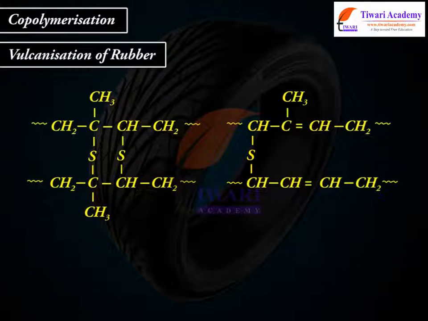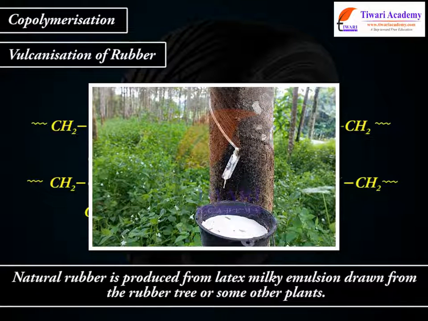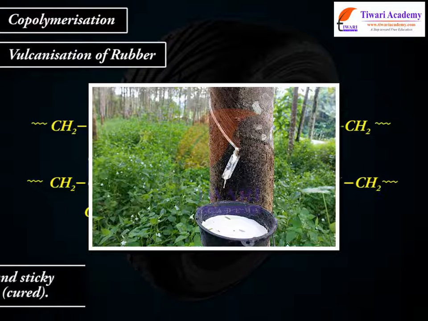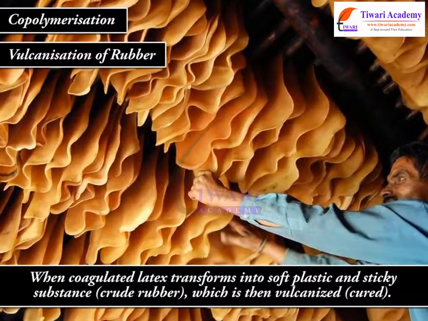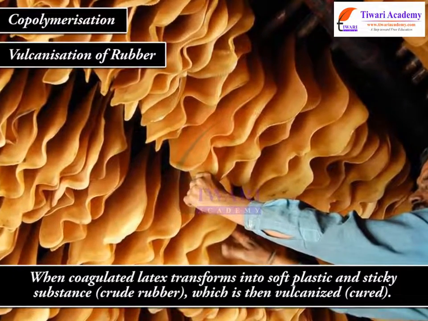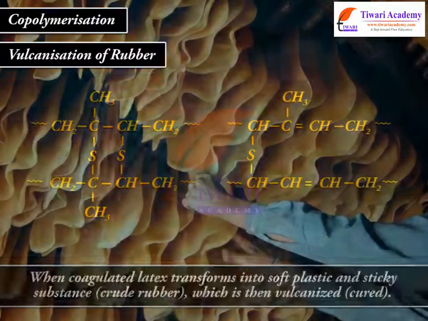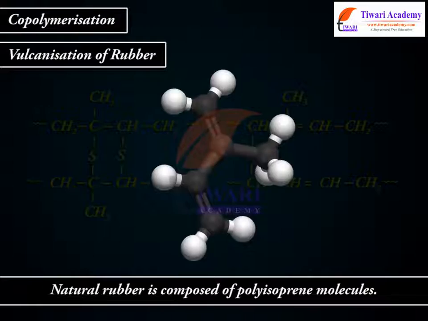Vulcanization of rubber. Natural rubber is produced from latex, a milky emulsion drawn from the rubber tree or some other plants. When coagulated, latex transforms into a soft plastic and sticky substance, crude rubber, which is then vulcanized, cured. Natural rubber is composed of polyisoprene molecules.